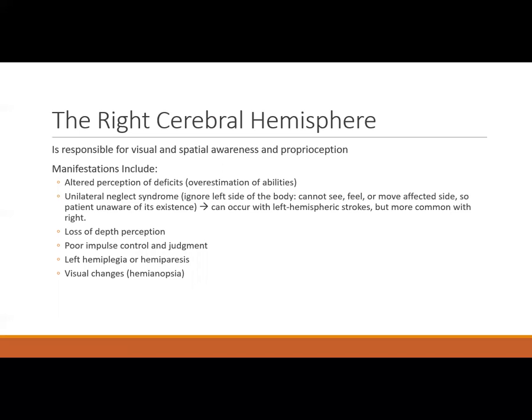So the right hemisphere is responsible for our visual and spatial awareness and perception. Manifestations include altered perceptions of deficits, so overestimation of abilities, and unilateral neglect syndrome, so they ignore the left side of the body. They cannot see, feel, or move the affected area, so the patient is unaware of its existence. It can occur with left hemispheric strokes, but is more common in right. They have loss of depth perception, poor impulse control and judgment, left hemiplegia or hemiparesis, and visual changes, hemianopsia.